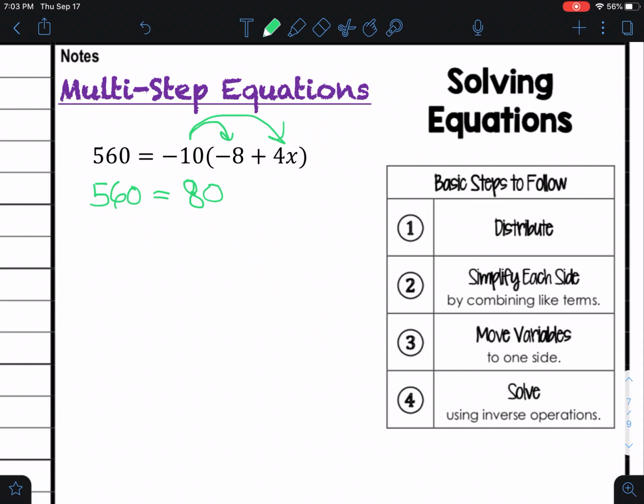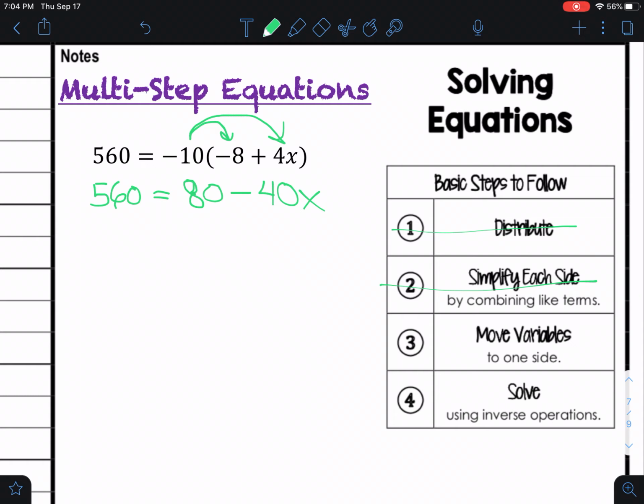Okay, and then now I'm going to take -10 times 4x. So -10 times 4x is going to give me a -40x. Okay, so now I'm done with that. Step 1, done. Step 2, I want to look for any combining that I have on either side. I notice 80 and -4x are not like terms, so I can't combine them. So step 2 is done.